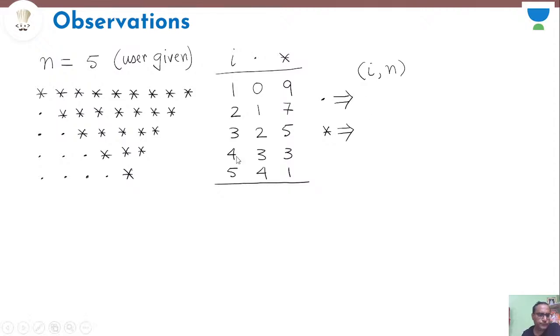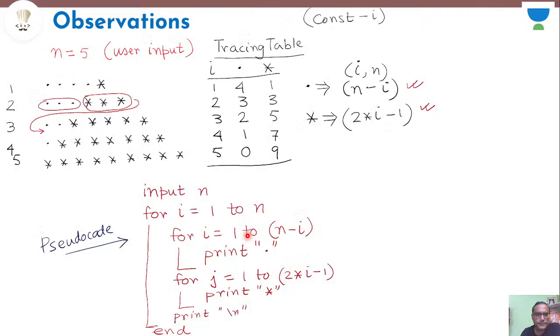I1 dot is equal to 0, I2 dot is equal to 1, I3 dot is equal to 2, I4 dot is equal to 3, I5 dot is equal to 4. Tell me what will be the logic for dot in terms of I and N. You can use I, you can use N, you can use both. In the previous problem, you have seen that we calculated the logic for this dot and star in terms of I and N. Similarly, this time also I am asking you to prepare the logic for dot and star.